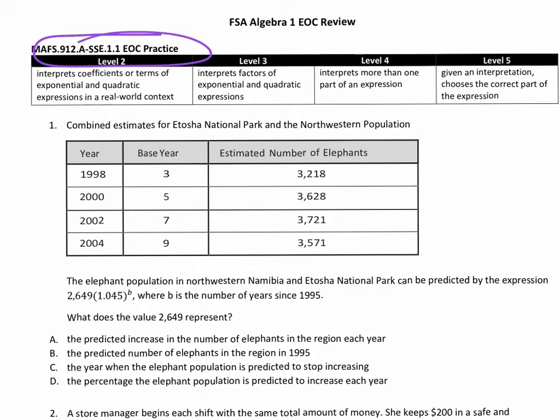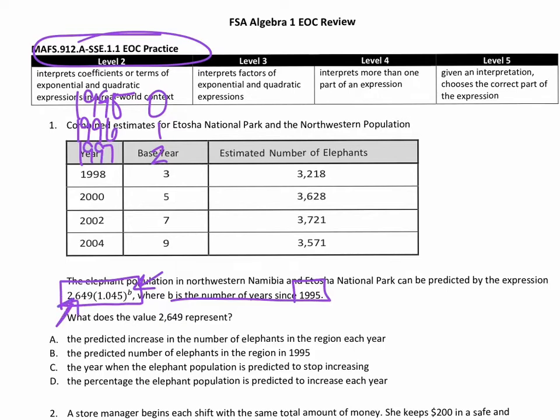All right, so this one talks about an equation where B is the number of years since 1995. This is an exponent, so it's exponential growth. So we can turn around and look at the graph backwards, or the table. So I have 1997, 1996, and then 1995. So base year is 3, 2, and that's how many years away from the base year of 1995. So it asks, what is that number?